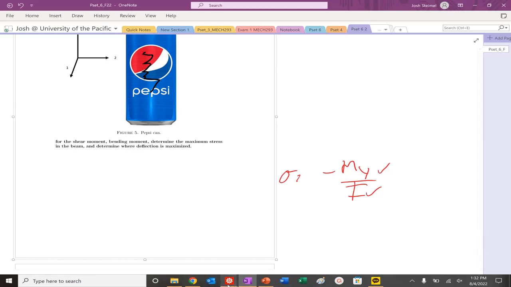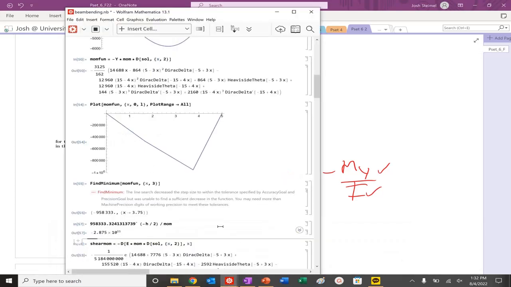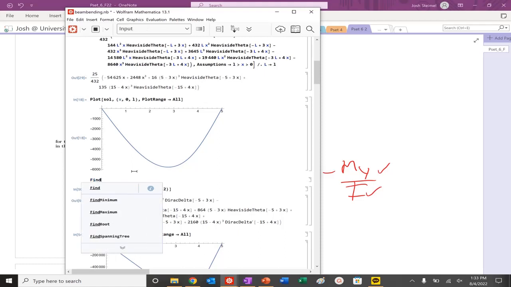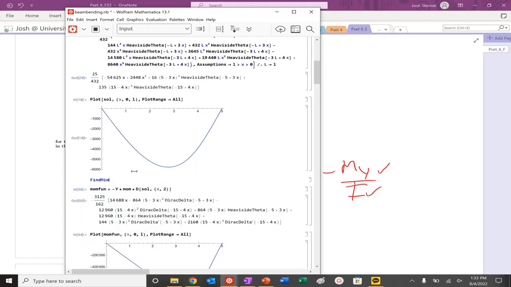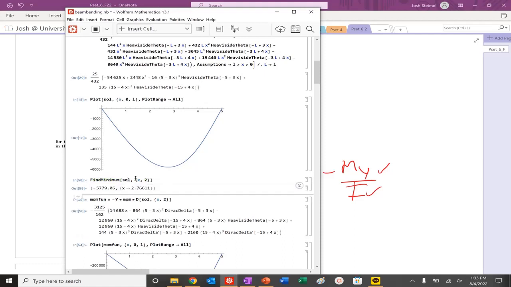And where is the deflection maximized? Well, we can kind of see that here, but we could use the same type of solution. So let's do FindMinimum. You kind of can't do your derivative here because of those Dirac delta functions, but I could say, let's search around x of 2. Let's say x of 2. Yeah, 2.76 seems to be about right. And we've got it.